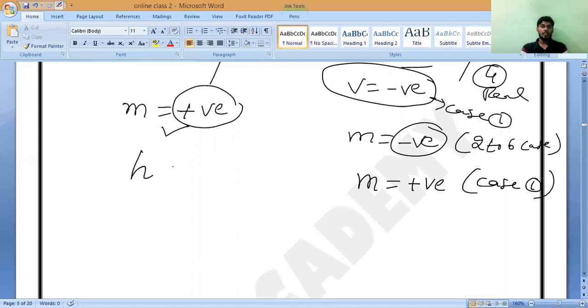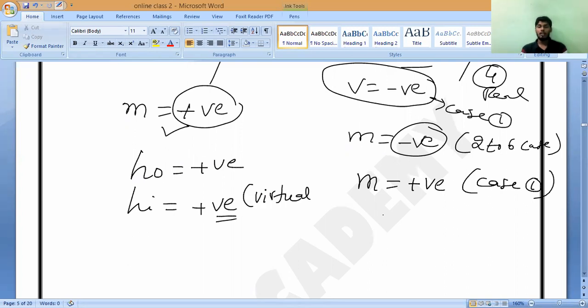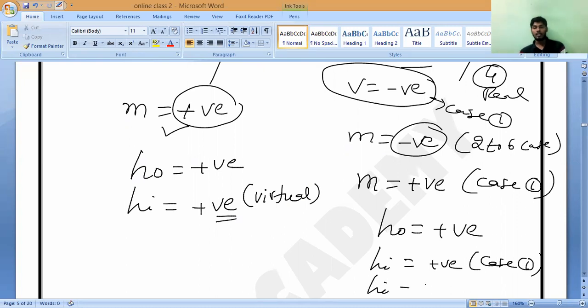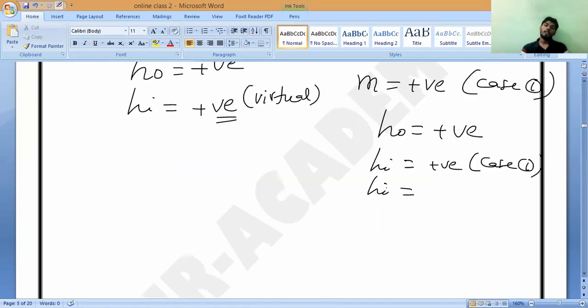Next, here. Height of the object is always positive. Height of the image is also always positive. That is what you should remember, because it is virtual. Next, height of the object is always positive, but height of the image is positive only in case 1. Remaining cases, what? Negative. From which cases? Case 2 to case 6. That is what you should remember.